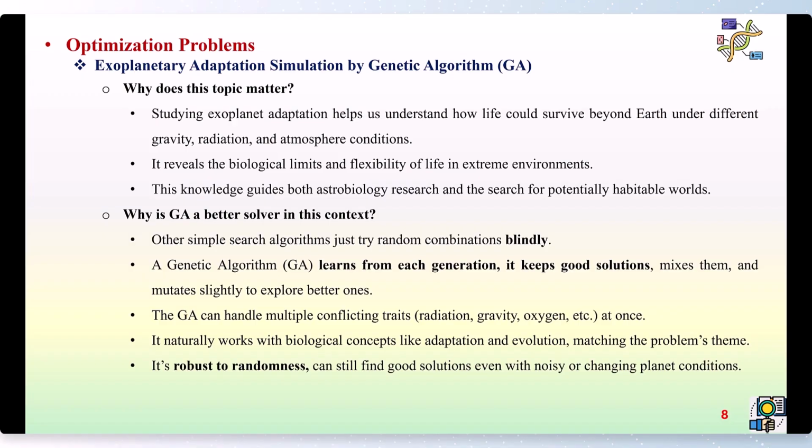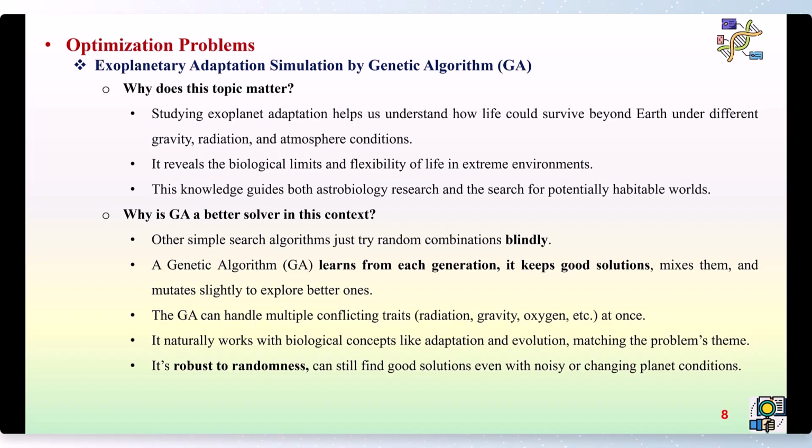Why does a GA, or genetic algorithm, work better as a solver in this context? Other simple search algorithms just try random combinations blindly. A genetic algorithm, or any other metaheuristic, learns from each generation: it keeps good solutions, mixes them, and mutates slightly to explore better ones.